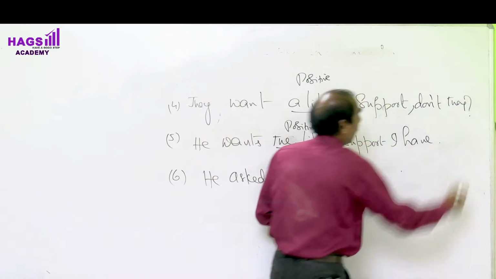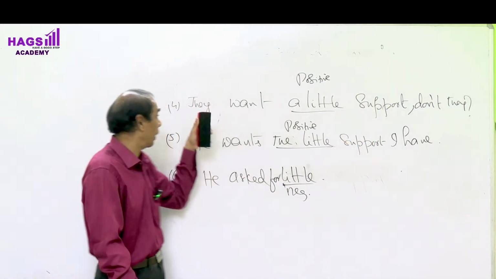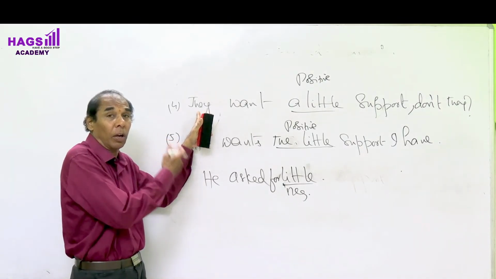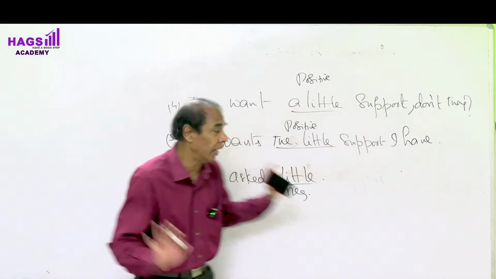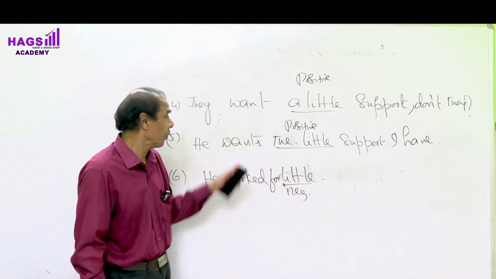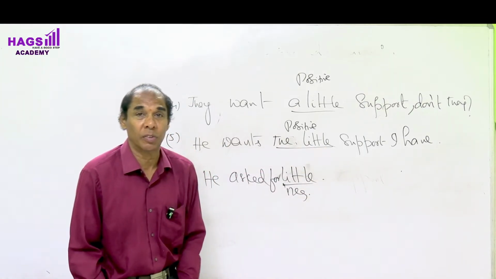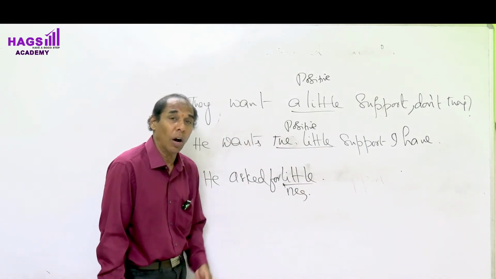See, if a noun is there, in the place of the noun we have to use a pronoun. But here the pronoun is already given, so repeat the same. Okay? Right. He wants the little support I have. Wants. Here in this sentence also, we have no special verb. So I have to borrow do or does or did.